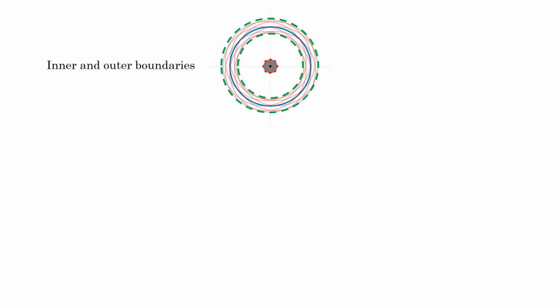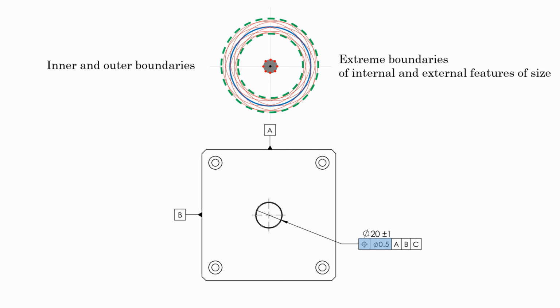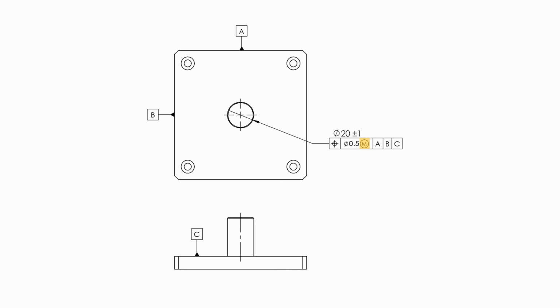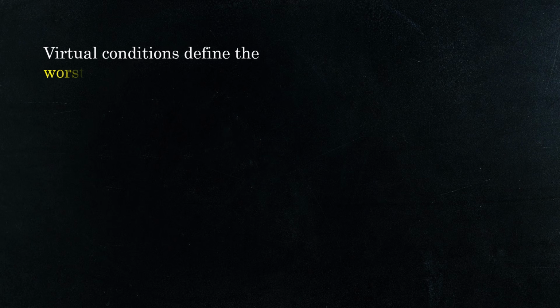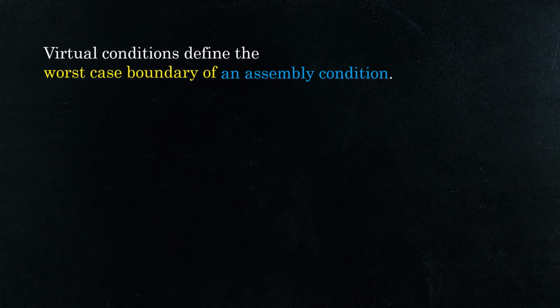So just for a quick recap, inner boundary and outer boundary are very straightforward, as their names suggest: the extreme boundary of an internal feature of size and an external feature of size. We define inner and outer boundary when the geometric tolerance is defined at regardless of feature size, meaning no MMC or LMC modifier. But when the geometric tolerance is defined at MMC or LMC, then we define virtual condition and resultant condition. And just to keep in mind, virtual condition defines the worst case boundary of an assembly condition.